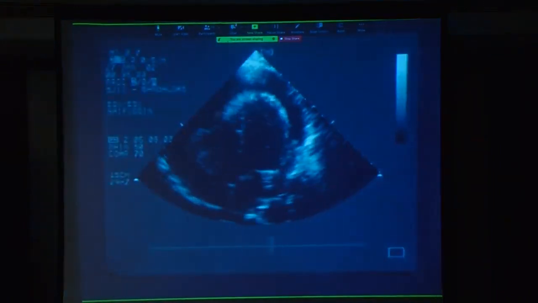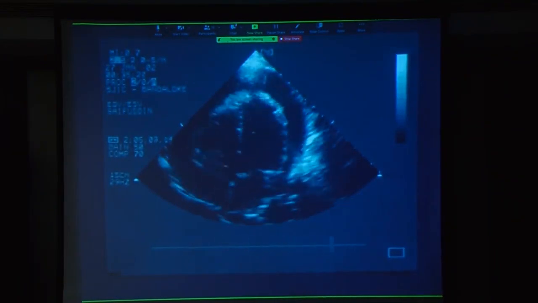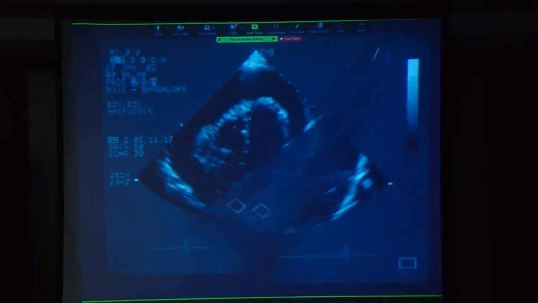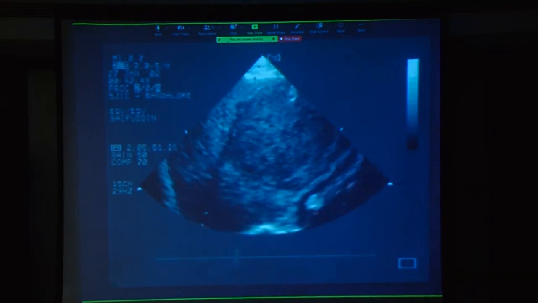And when the echocardiogram was done, you could see that he had a significant pericardial collection around the heart. So he was an alcoholic. He had a pericardial collection. So the diagnosis of pericarditis was made.